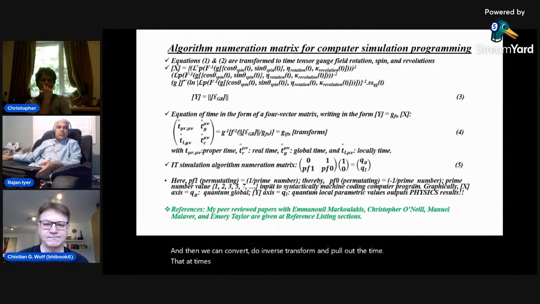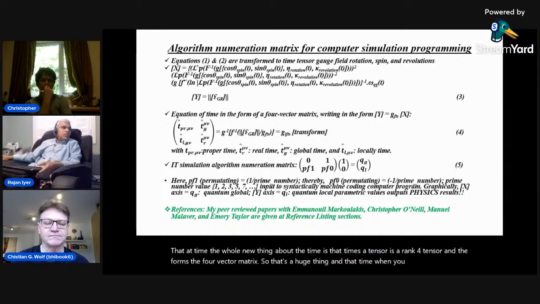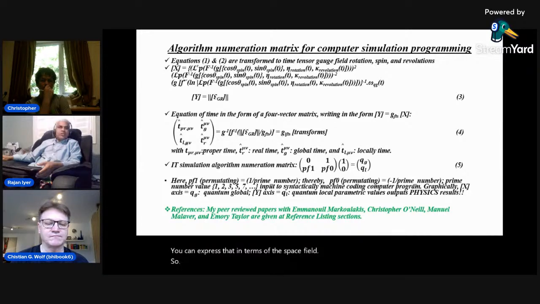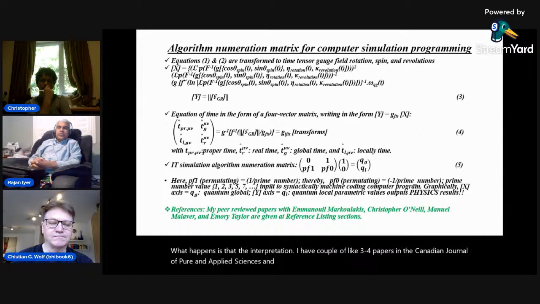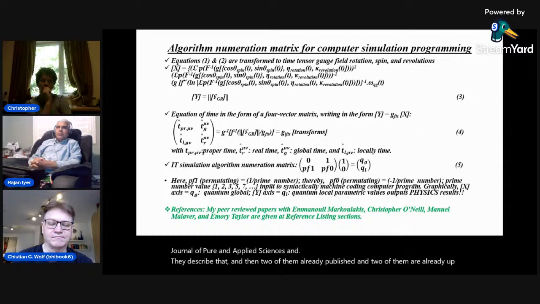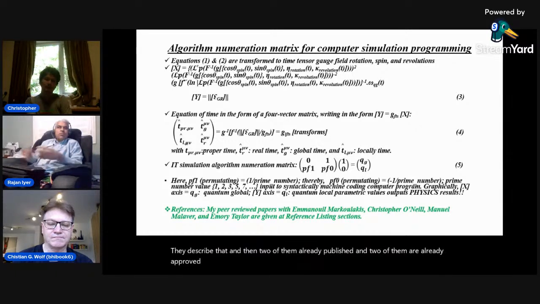The whole new thing about time is that time is a tensor, a rank 4 tensor, and it forms the 4 vector matrix. That's a huge thing. And when you pull out that time, you can express it in terms of the space field. So, on the interpretation, I have 3-4 papers in the Canadian Journal of Pure and Applied Sciences that describe that, and 2 of them are already published, and 2 of them are already approved for October publication.